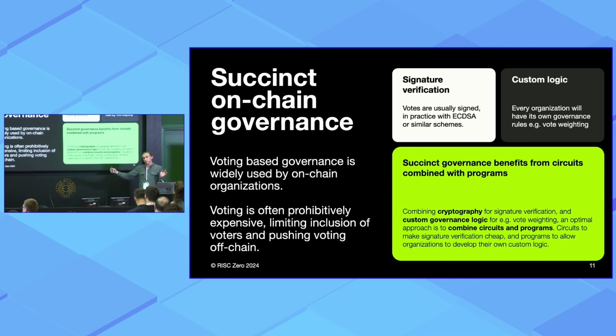Signature verification is the bulk of the work here. Votes are signed by ECDSA signatures. You need to verify a lot of ECDSA signatures. Thousands would be ideal, maybe tens of thousands as these governance models grow and grow.